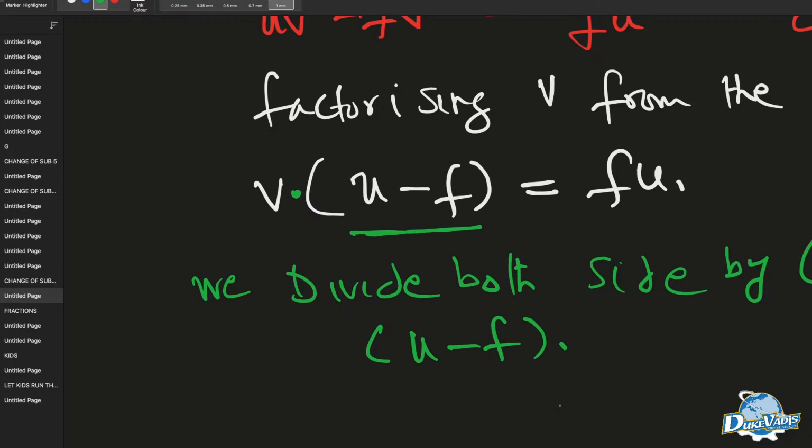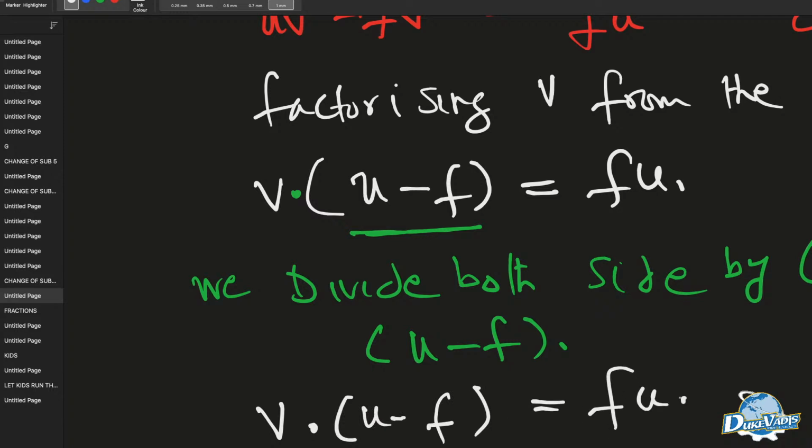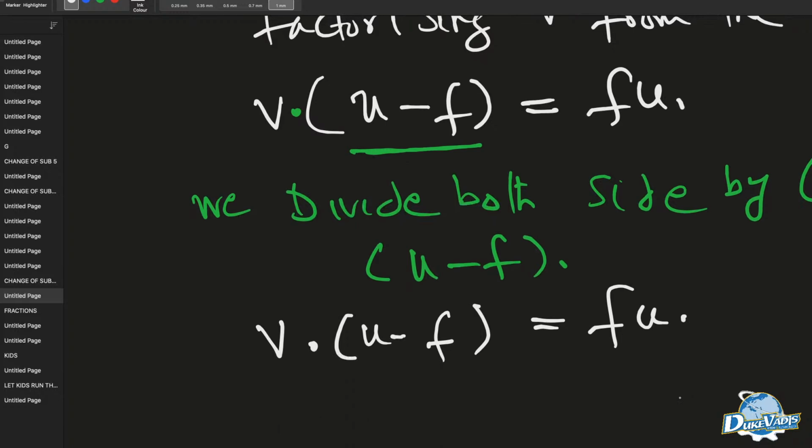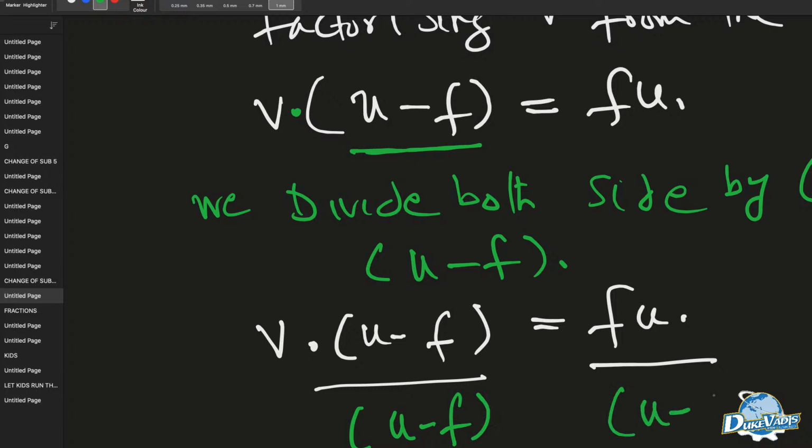Okay, so now let's write our equation down so that everything will be on point. So we have v multiplying u minus f, which is equal to fu. Okay, so we divide both sides by that. So we are going to divide the left by u minus f, and the right by u minus f. So let's use our green color that will make it easier for us. So we divide here by u minus f, and here by u minus f.